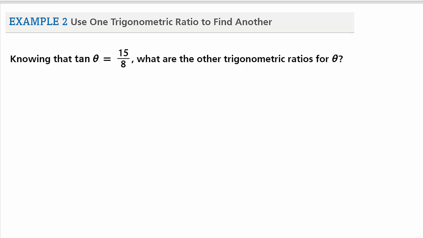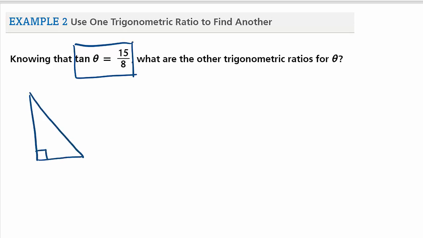Remember, our trig functions only apply to right angle triangles. So we're going to take the information that was given to us and apply it to a right angle triangle. Here is my right angle triangle, and I get to pick where I put theta. Now it doesn't matter which angle you put it in, as long as you name the sides appropriately based on the tan theta that's given to us. So remember, tan is opposite over adjacent.